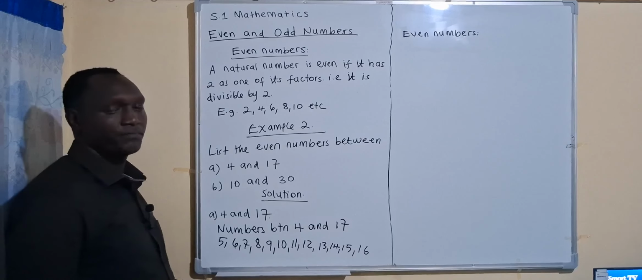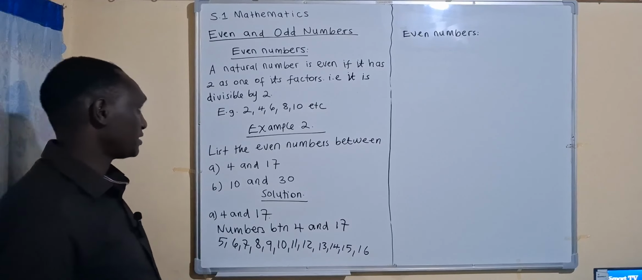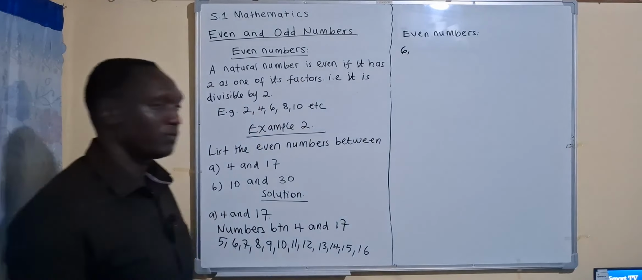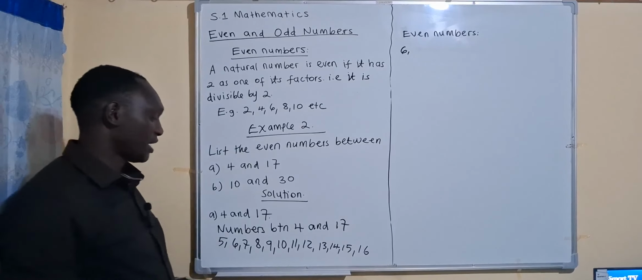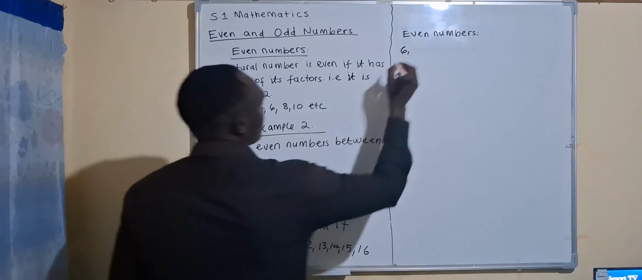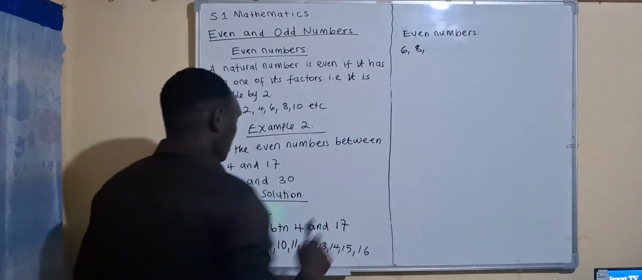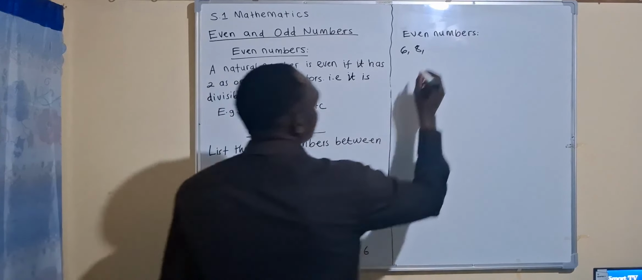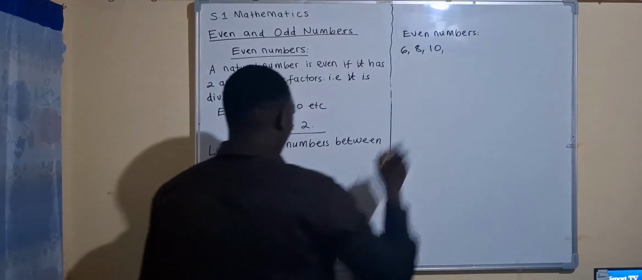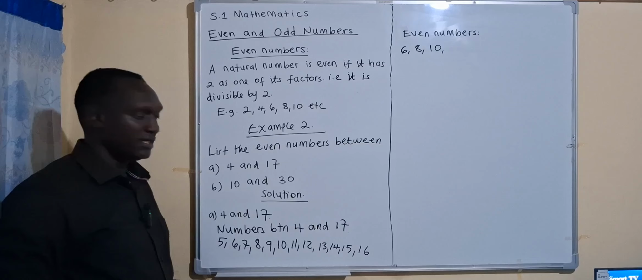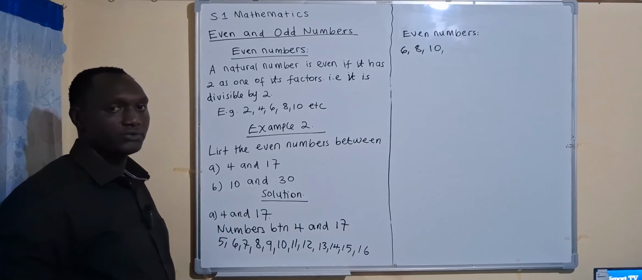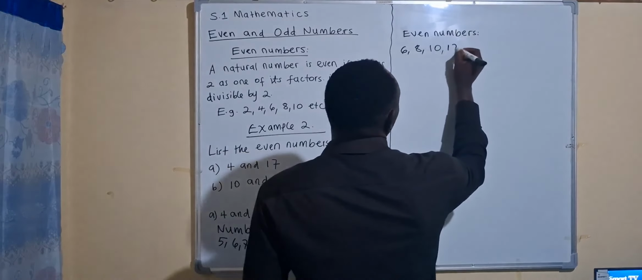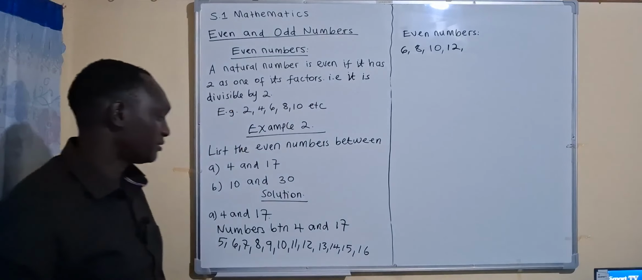How about 6? 6 divided by 2, it gives us 3 and the remainder is 0. Therefore, 6 is an even number. What about 7? 7 is odd. How about 8? 8 is even because it gives us 4 and the remainder is 0. What about 9? 9 is odd. What about 10? 10 is even because 10 divided by 2 gives us 5 and the remainder is 0. 11 is odd. 12. 12 divided by 2 we get 6 and the remainder is 0. Therefore, 12 is an even number.